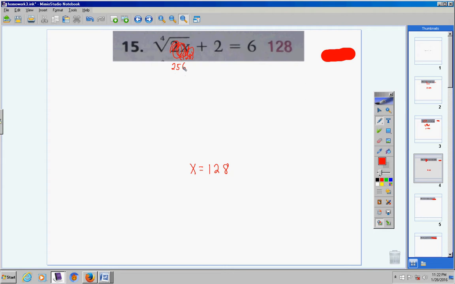256. Now, the fourth root of 256 is 4, so I have 4 plus 2 equals 6. And of course that checks, okay? Always check your answers. Alright, moving on to number 17.